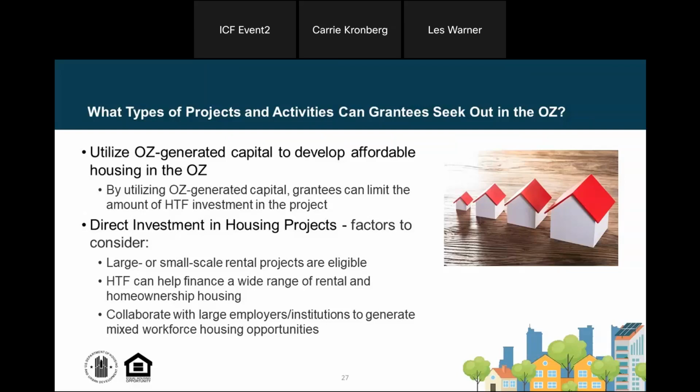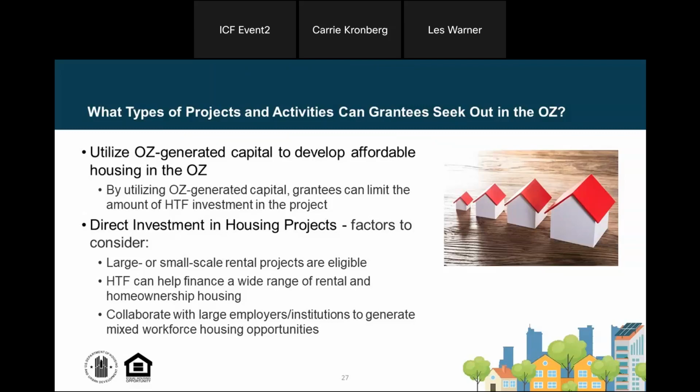Remember, if a grantee does limit beneficiaries or gives a preference to a particular segment of the extremely low income population, that can only be done if it's described in the action plan. So grantees that pursue workforce housing, if there are any associated preferences with that, must describe those preferences in their con plan and action plan.